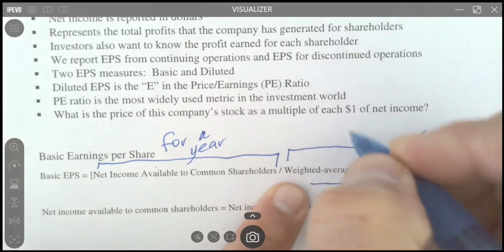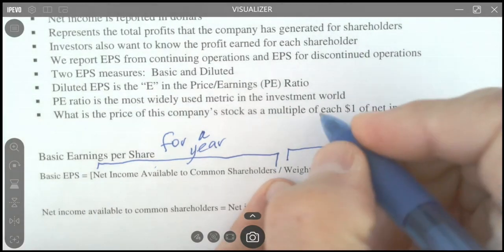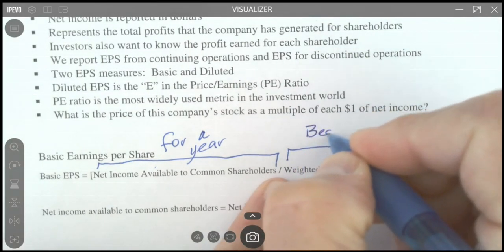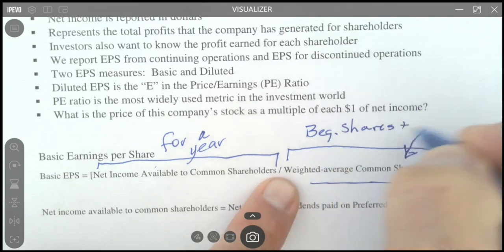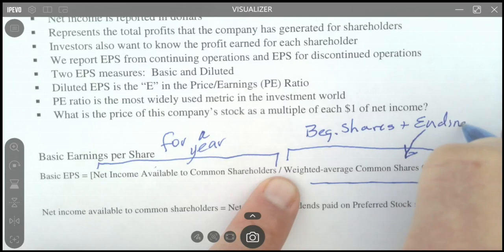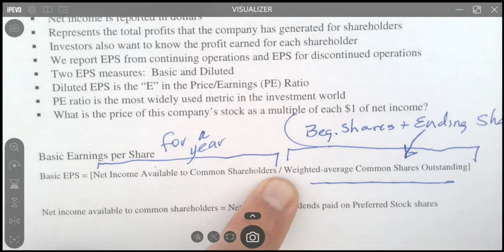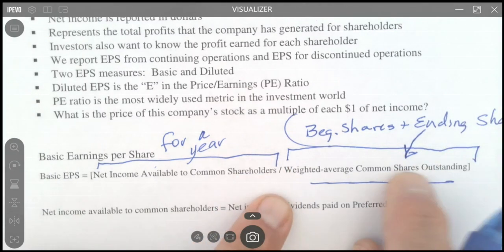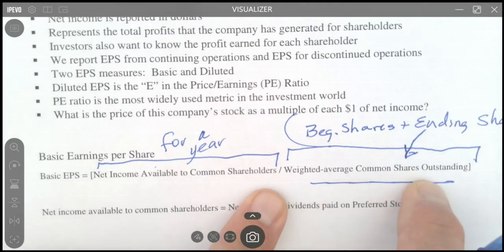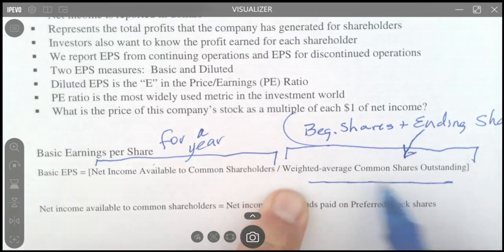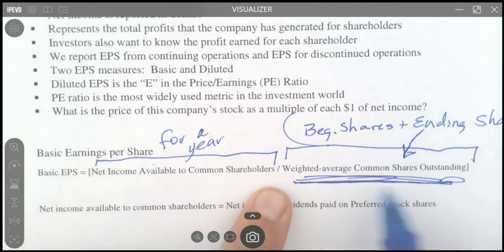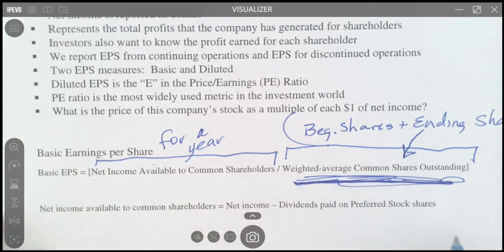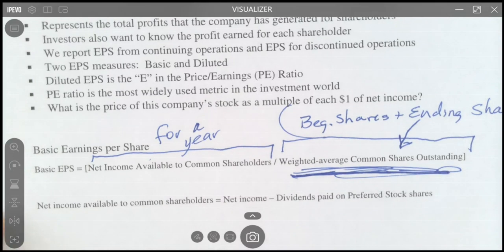So for now, we'll assume that it changes fairly linearly over the year and use the beginning number plus the ending number of shares and divide that by 2. That's a 2-point average, which will tell us the weighted average common shares. In the real world, we can do this on a daily basis or on a monthly basis. We can do a more sophisticated calculation of weighted average common shares outstanding. We'll see an example of this in the illustration coming up.